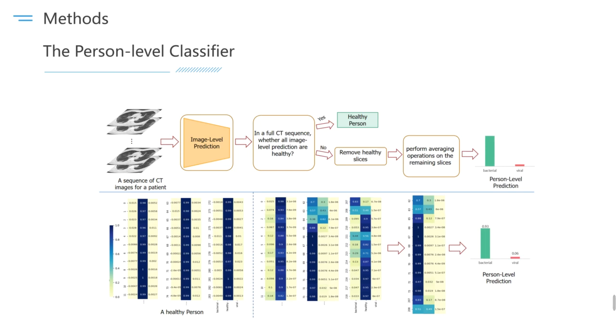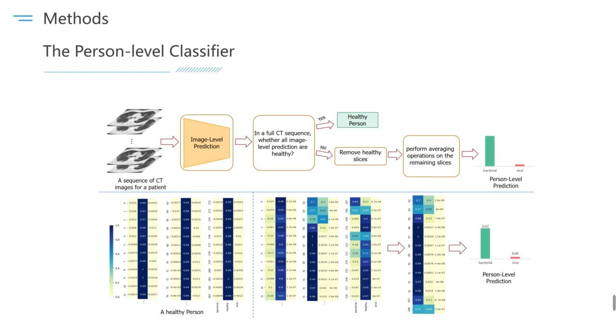This section introduces our proposed method for mapping image level predictions to person level predictions. It involves two steps. First, we determine if the person is healthy by examining the image level prediction results of the full CT sequence. If all predictions indicate a healthy condition, the person level prediction for the test sample is classified as healthy. Otherwise, in the second step, we identify if the test sample is from bacterial or viral pneumonia.